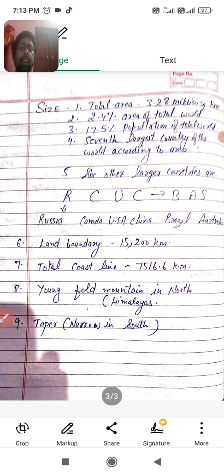And the sixth point, Indian land boundaries contain 15,200 kilometers. And the next one, the total coastline of India is 7,516.6 kilometers. And India is bounded by a mountain range in the north, and that mountain range is known as the Himalayas. And India's boundary tapers in the south. It means narrow in the south. When you observe the map of India, there is a narrower part in the south in comparison to the north. I think you got the point.